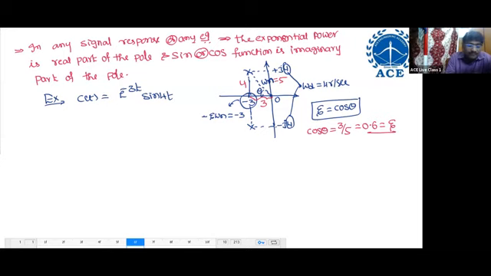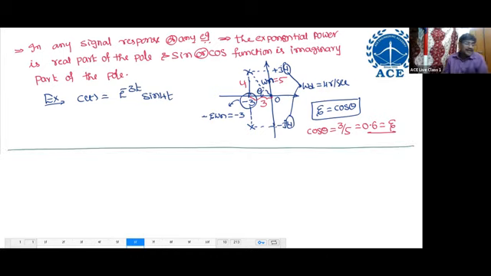Next problem. Find the percentage of peak overshoot. C of S by R of S equals 100 by S square plus 25. Come on, find the percentage of peak overshoot.